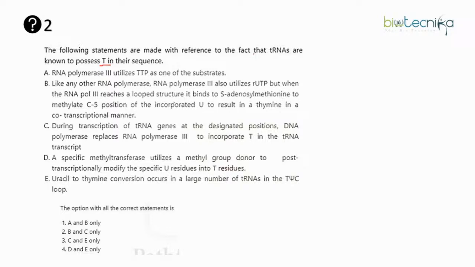Number C, during transcription of tRNA genes at the designated positions, DNA polymerase replaces RNA polymerase 3 to incorporate T in the tRNA transcript. D, a specific methyltransferase utilizes a methyl group donor to post-transcriptionally modify the specific uracil residues into thymine residues. Uracil to thymine conversion occurs in a large number of tRNAs in the T-psi-C loop.